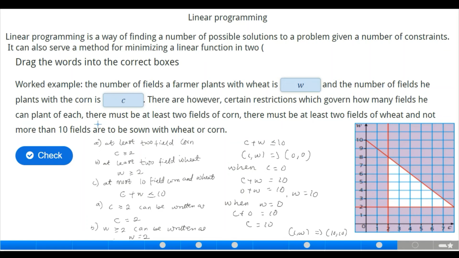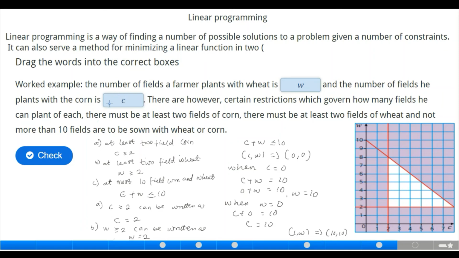At least 2 feet of what? Of wheat. And the third condition for this farmer is what? At least we have more than 10 feet of both wheat and corn. So for us to represent that with linear inequality, at least means what? At least implies that it must start with the smallest value, which is 2.